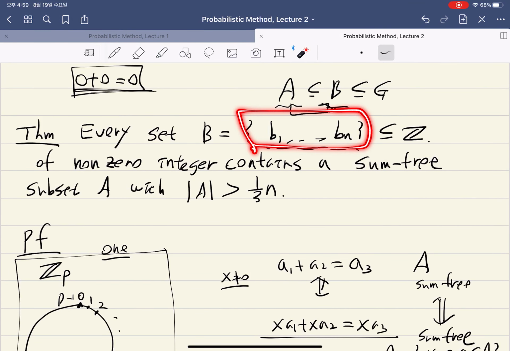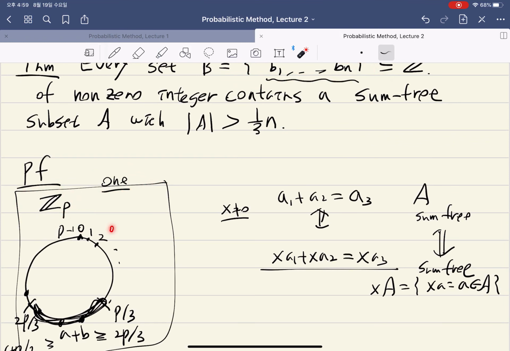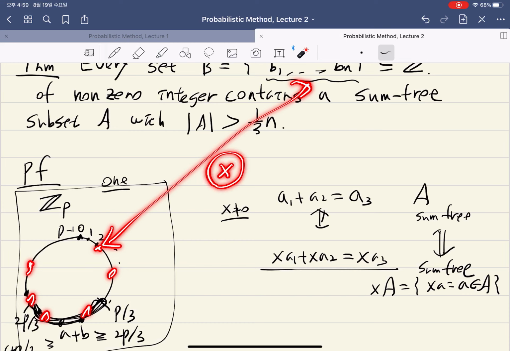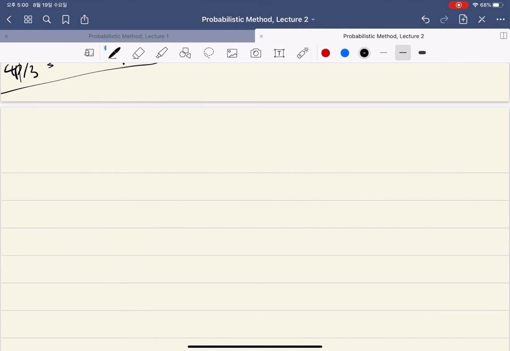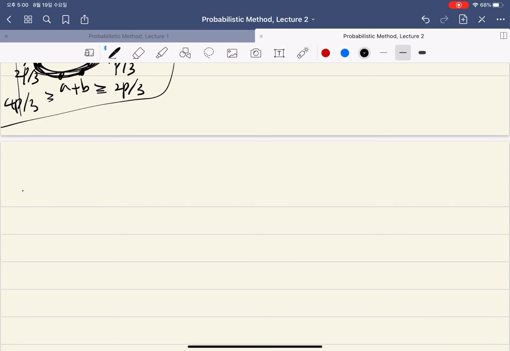So with these two observations, how we will prove it is that when you have this set B, we will consider a corresponding set in some Z_p. And then we will multiply it with a random integer x. Since this is random, these points are scattered around, and we will show that many points lie in this middle piece. So that in xB we can find a large set which lies in here and is sum free. And then we transfer this subset back to B, and that is also a sum free set. So that's roughly what our plan is.